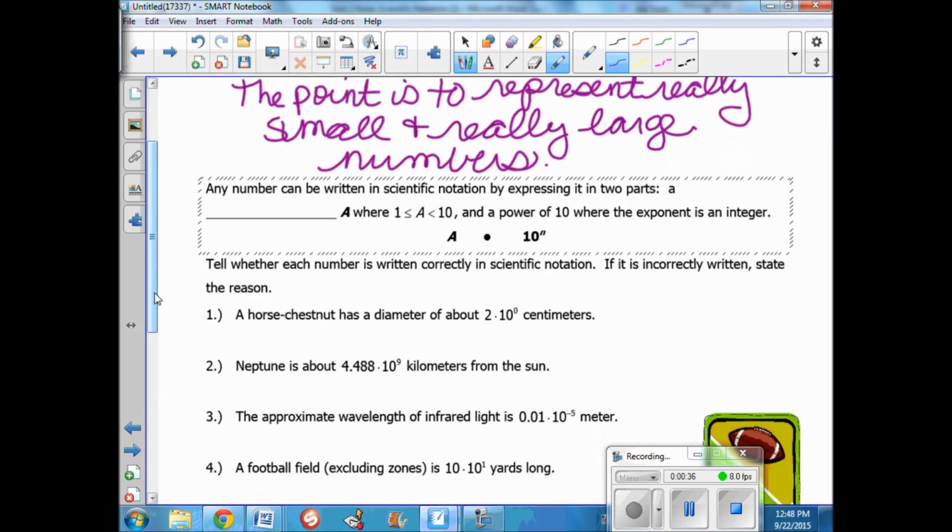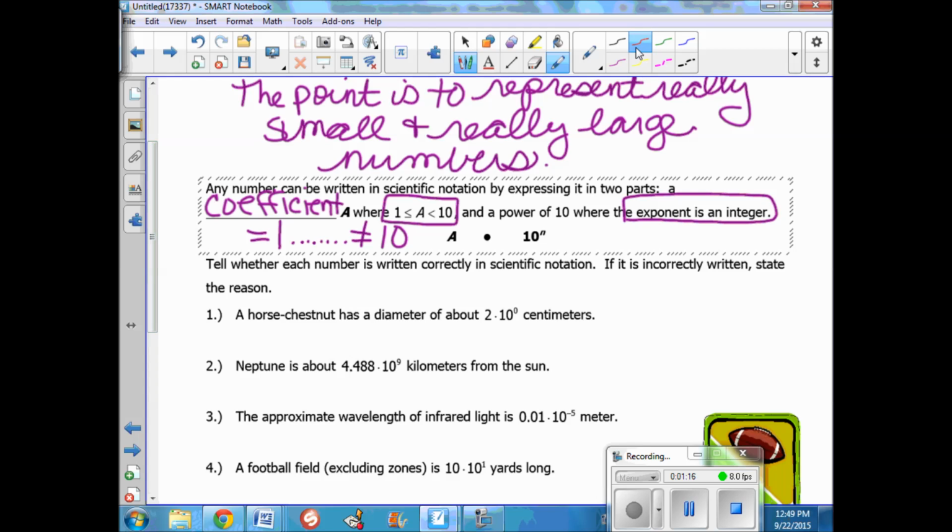So any number can be written in scientific notation by expressing it in two parts. A coefficient, A, and A has to be, now notice this notation here, 1 is less than or equal to A, which is less than 10. So A could be equal to 1, and anything up to, but not equaling 10. We can get really close, but it can't equal 10. And a power of 10, where the exponent has to be an integer.